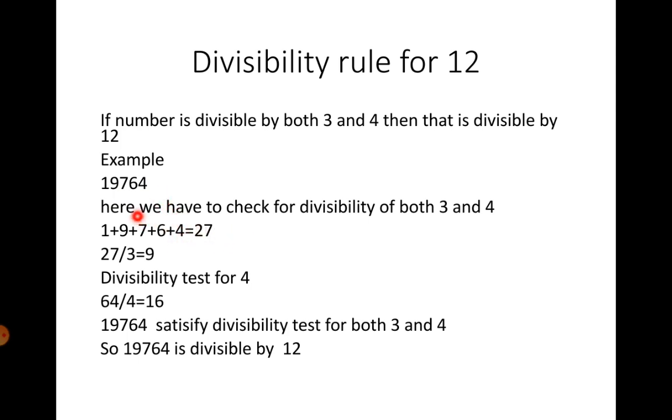19,764. For divisibility by 3, 1 plus 9 plus 7 plus 6 plus 4 is equal to 27, and 27 is divisible by 9. Now we have to do the divisibility test for 4: if the last two digits are divisible by 4, then the number is divisible by 4. 64 divided by 4 is equal to 16. So this number 19,764 passes the test for both 3 and 4, so 19,764 is divisible by 12.